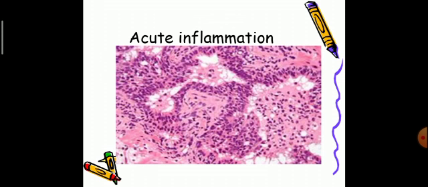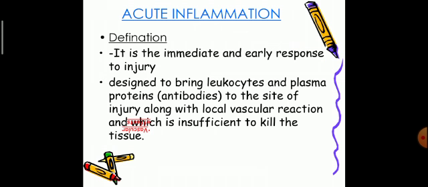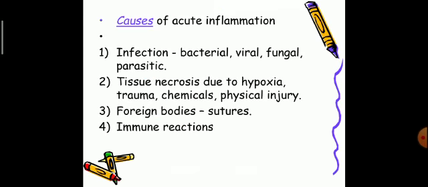So this is the slide showing the acute inflammation microscopic picture. You can see plenty of neutrophils. Acute inflammation definition: it is the immediate and early response to injury designed to bring leukocytes and plasma proteins, that is antibodies, to the site of injury along with a local vascular reaction, and which is insufficient to kill the tissue.